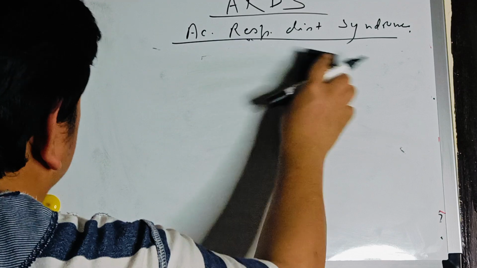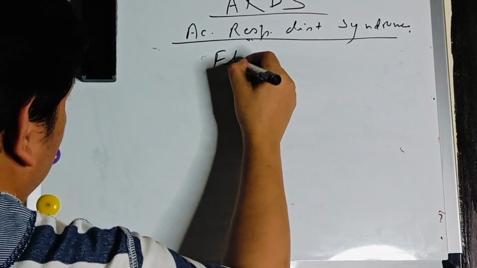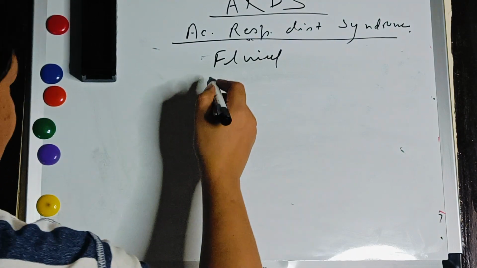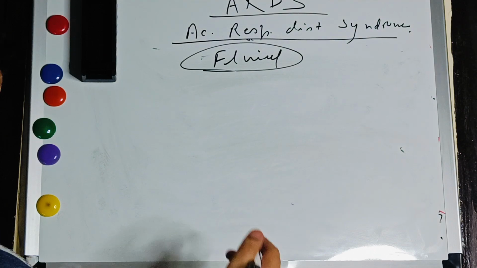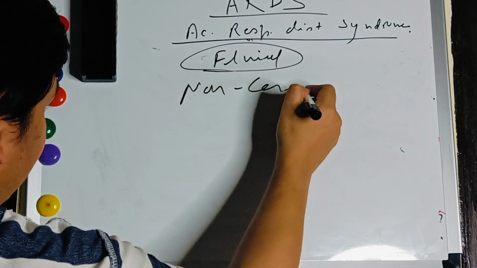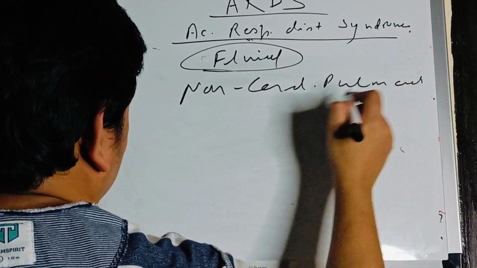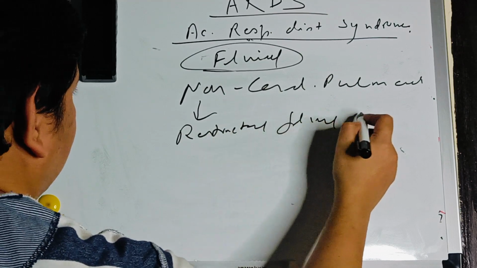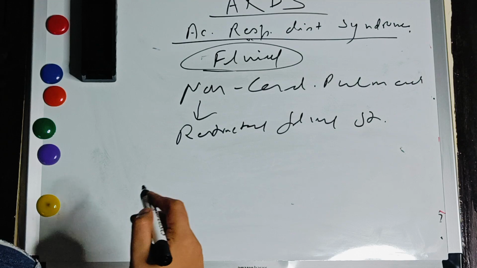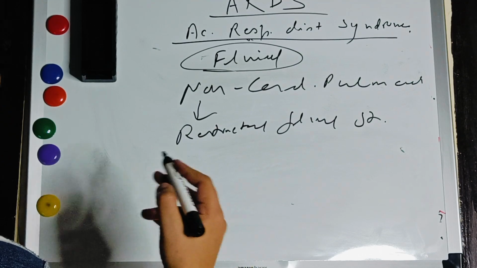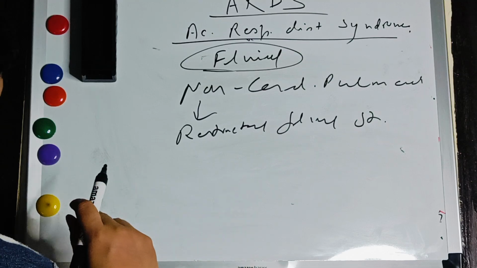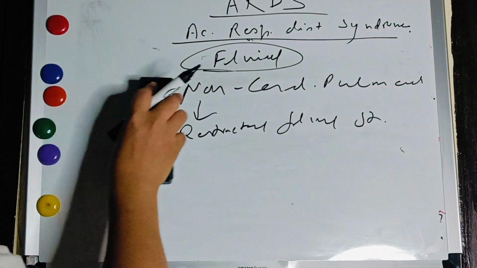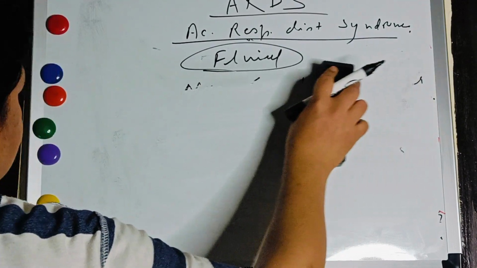Fluid is also a very important topic in ARDS. In case of severe sepsis, the patient is not able to maintain the PaO2. In that condition, since it is a non-cardiogenic pulmonary edema, we have to give a restricted fluid strategy. We have to follow restricted fluid because the patient is already having pulmonary edema; we cannot give fluid and increase the hydrostatic pressure and cause more edema. This will worsen his situation.